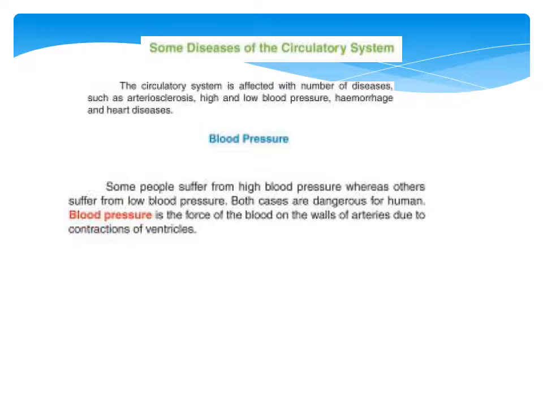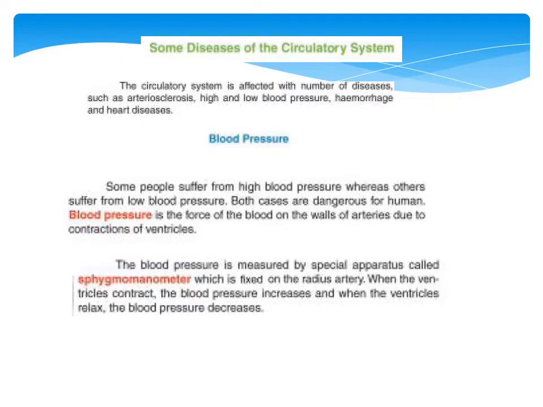What is blood pressure? It is the force of blood on the walls of arteries due to the contraction of the ventricles. Blood pressure is measured by a special apparatus called a sphygmomanometer, which is fixed on the radial artery. When the ventricles contract, the blood pressure increases, and when the ventricles relax, the blood pressure decreases.